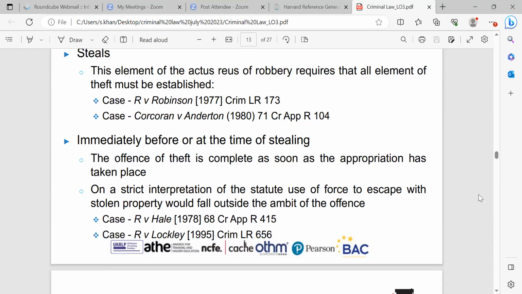In R v Hale, D and E entered V's house, and while D was upstairs stealing a jewellery box, E was downstairs tying up V. The Court of Appeal refused to quash their convictions for robbery, though the appropriation of the jewellery box might have been completed before the force was used. The court said that the appropriation should be regarded as a continuing act, and it was open to the jury on the facts to conclude that it continued while V was tied up.